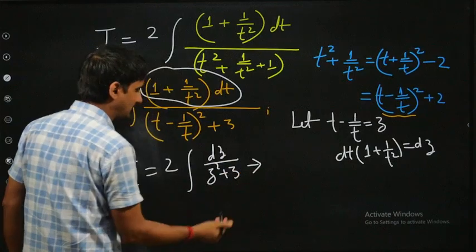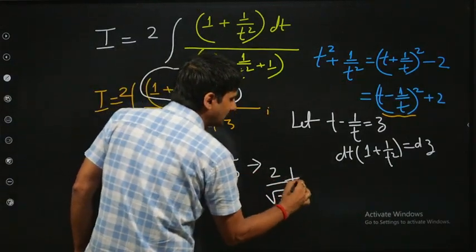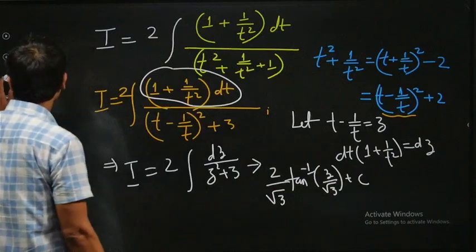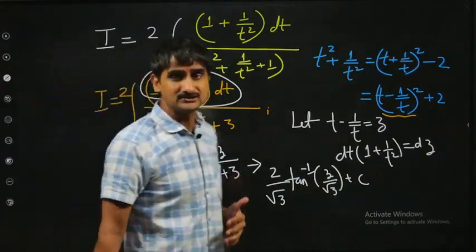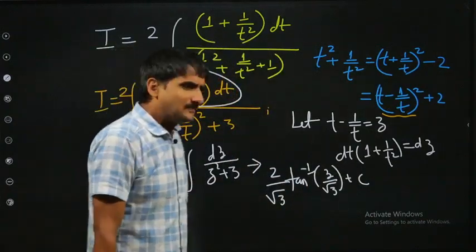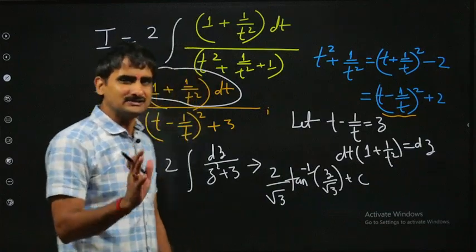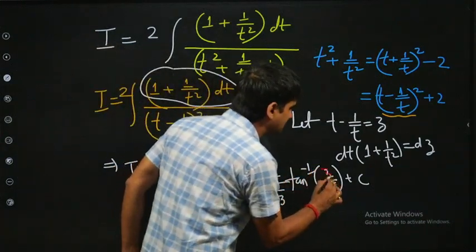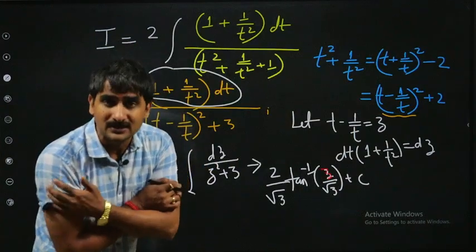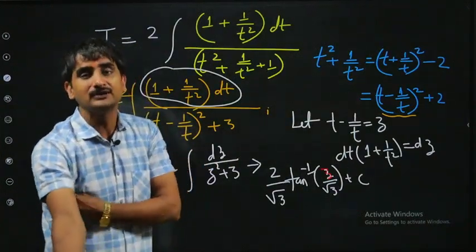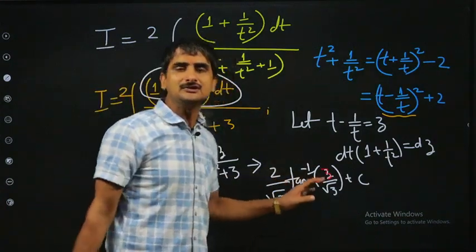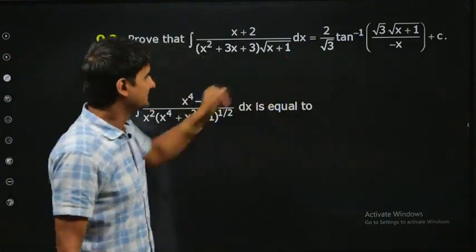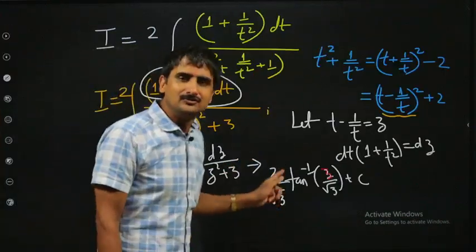Now that's in the form of, if I am not wrong, 2 by root 3 tan inverse of z by root 3, isn't that? You can have that because it's a standard form of the integral dx upon x square plus a square. It's 1 by a tan inverse of x by a, that you can check. So according to me that should be the answer. Now you will replace z in terms of t minus 1 by t, and then t by root of x plus 1. That's what you need to do, and then you can definitely match with the statement, which is the statement you have to prove. That means that is correct. 2 by root 3 we got.